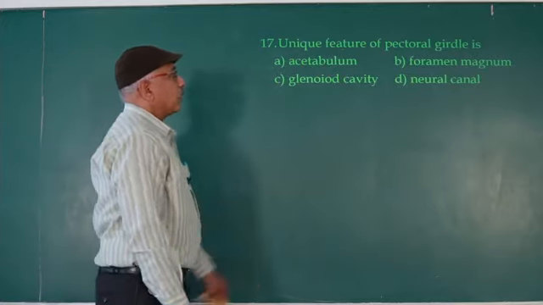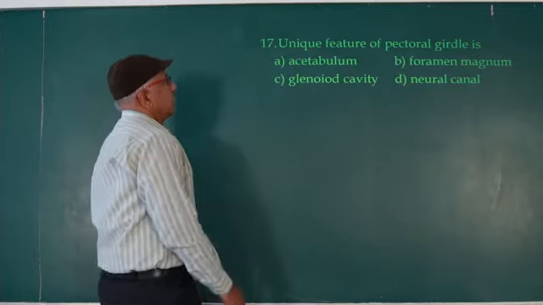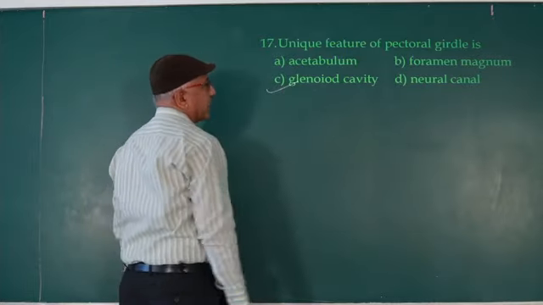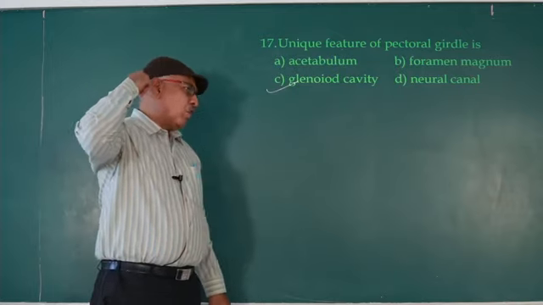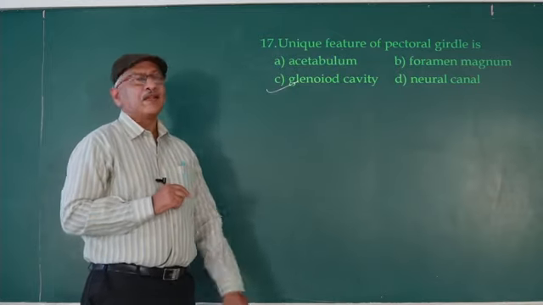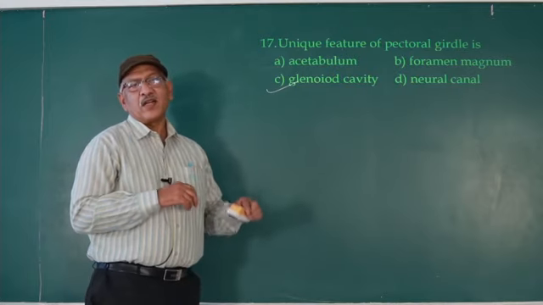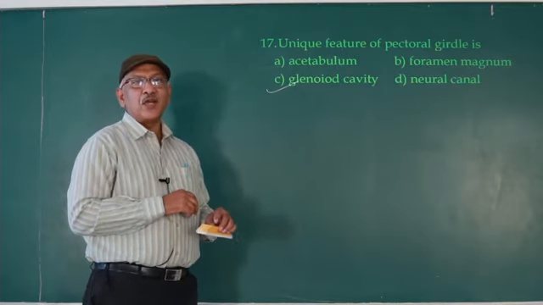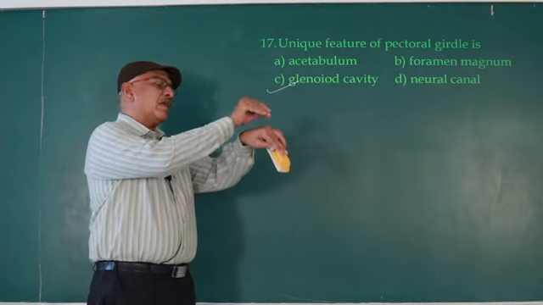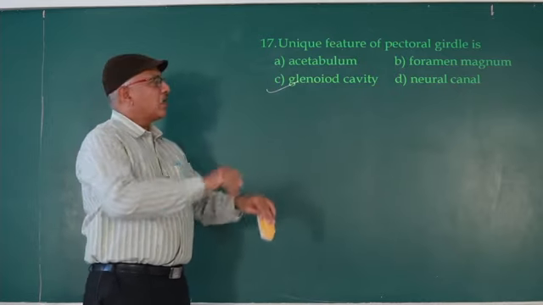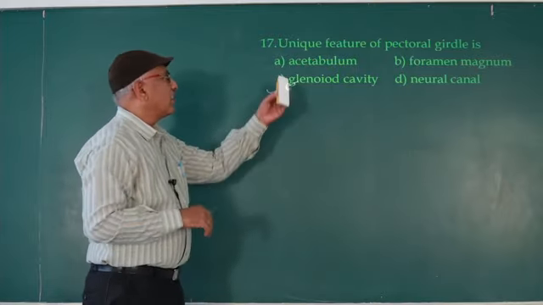Unique feature of pectoral girdle is glenoid cavity. What is foramen magnum? The opening of the head cavity is known as foramen magnum. What is neural canal? Vertebrae contain neural canal. Empty place present between centrum and neural arch is known as neural canal. Spinal cord is present in the neural canal.